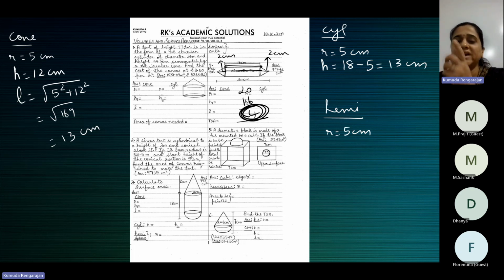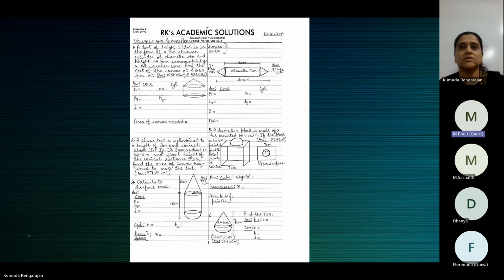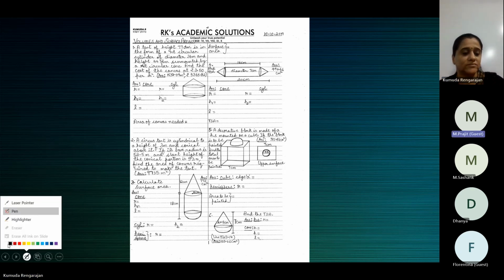So for the cone, radius 3.5, height 2. And for the cylinder, radius 3.5, height 16. You can find the slant height using the formula. 4.5. And then, yes, Prajit? 4.5, ma'am. Oh, you calculated L, is it? But you have taken H as 4, no? So I think you'll be wrong. I think I took it again, ma'am.